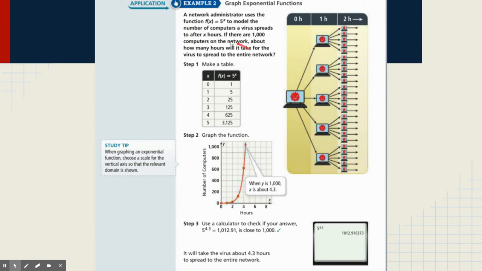Now this problem adds a little question to it. You make the graph and then answer these questions. If there are 1,000 computers on the network, how many hours will it take for the virus to spread to the entire network? So if you go here for 1,000, when y is 1,000, x is about 4.3. So you can use the graph to estimate your answer here.